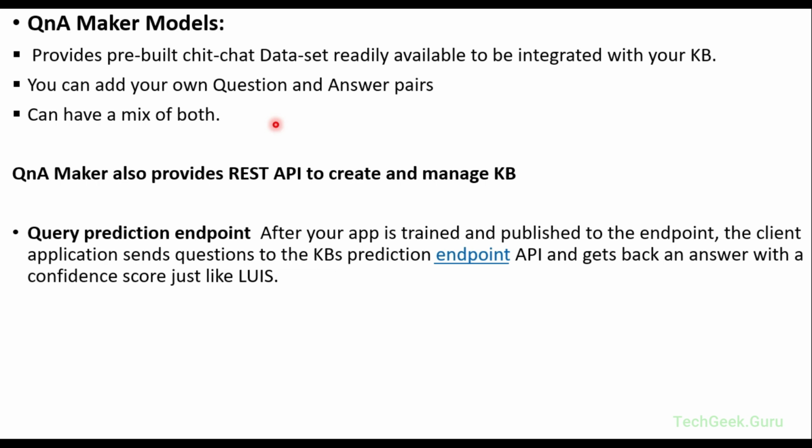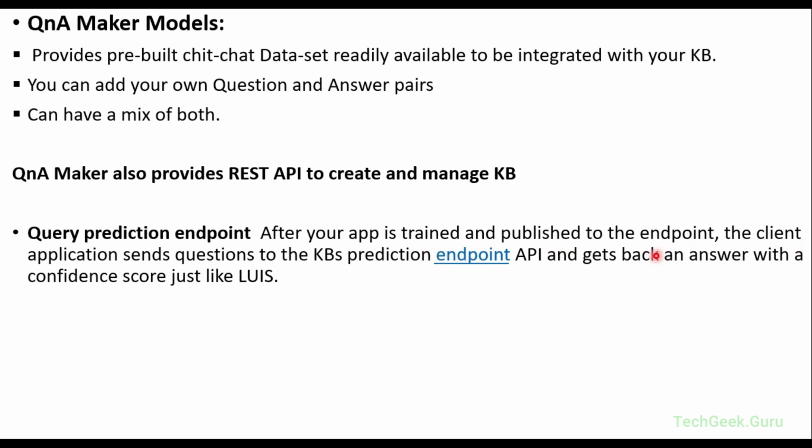Just like we had some pre-built domains in Luis, QnA Maker also provides a pre-built chit-chat dataset readily available to be integrated with your knowledge base. This can be integrated along with your own custom question answer pairs that you will add for your domain. So we can have a mix of both the chit-chat dataset made available by Microsoft and also our own QnA pairs. And as I mentioned earlier, we are going to get a query prediction endpoint, which will be a REST API based endpoint once we train our knowledge base and publish it.